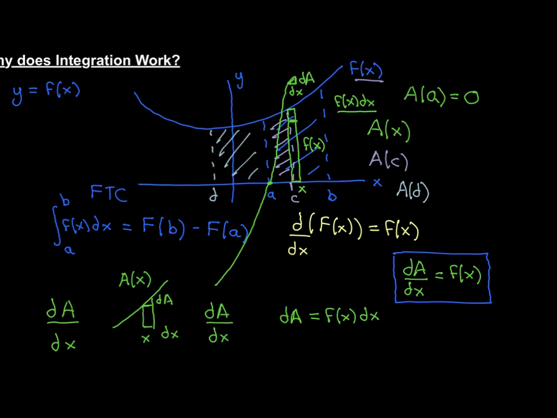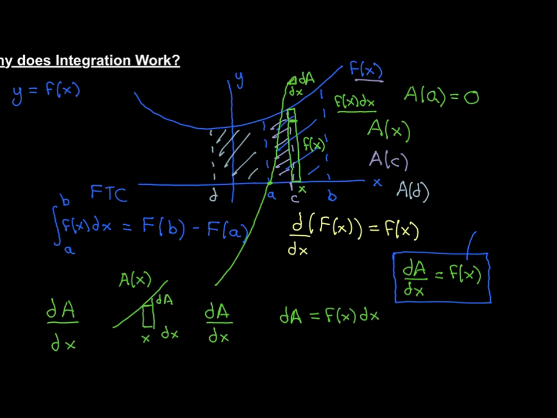There is why reversing differentiation is how we integrate. Because now, if we want to find our cumulative area function A, what we need to do is find a function whose derivative is f of x. So we need to anti-differentiate f of x. We have a differential equation here, a really simple differential equation. So all we now need to do is anti-differentiate f of x.